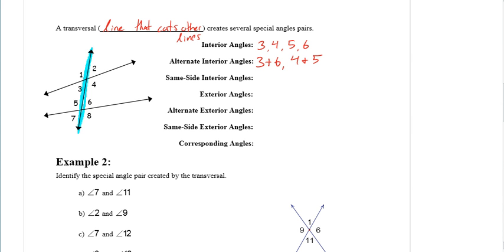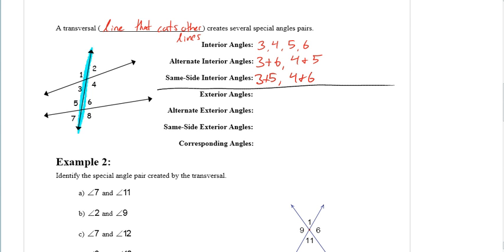Same side interior angles. Okay, so now you're talking about same side, so you're not going to alternate over the transversal. You're just talking about the same side. Again, you're still inside those two lines. So same side would be like 3 and 5 and 4 and 6. Okay, they're on the same side of the transversal and they're both inside the two lines. Okay, that's kind of your dividing point. Everything else is going to be exterior.